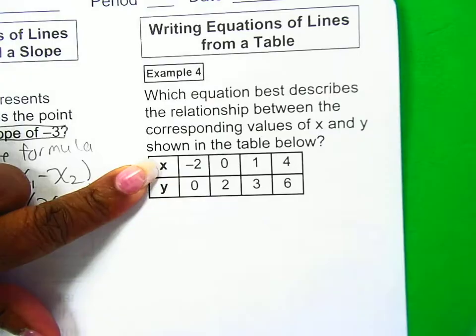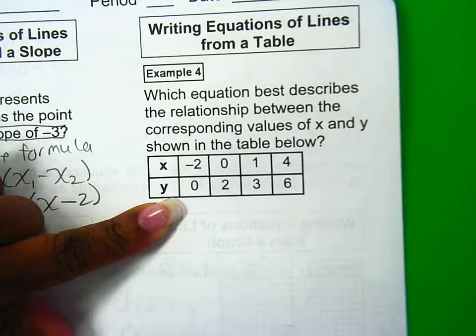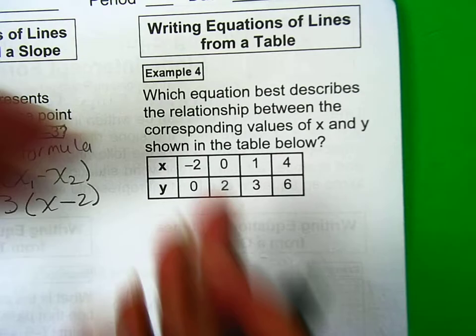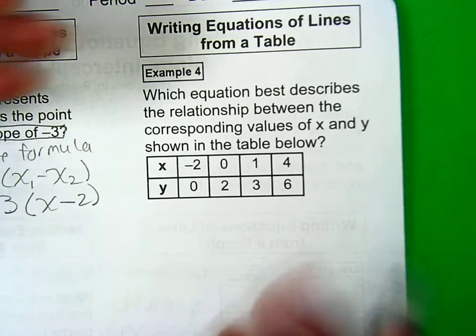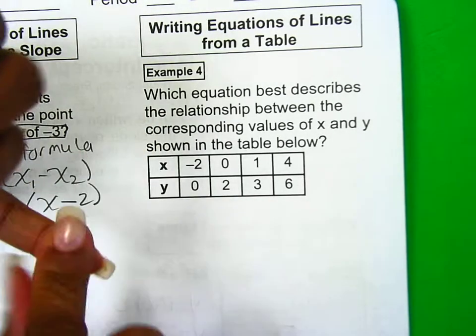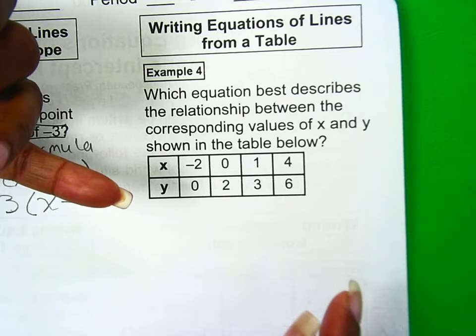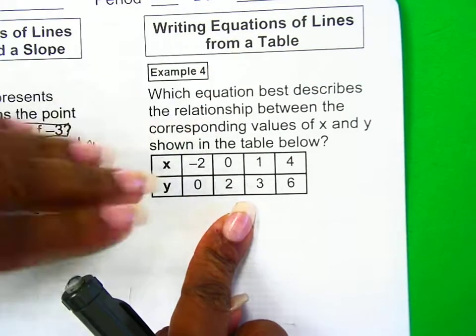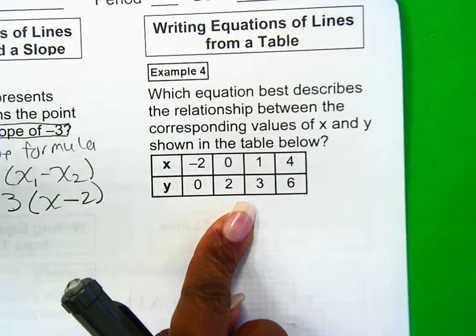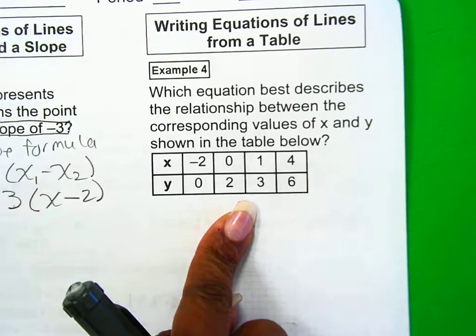Example 4, they gave me a table. Now with the table, they gave you several points. You choose any points you want to. Now if they gave me a table, meaning they didn't give me the slope, I have to find the slope. So this one I can use the point slope formula, or I can use slope-intercept form. If they gave me the y-intercept, then I can use slope-intercept form really easily.